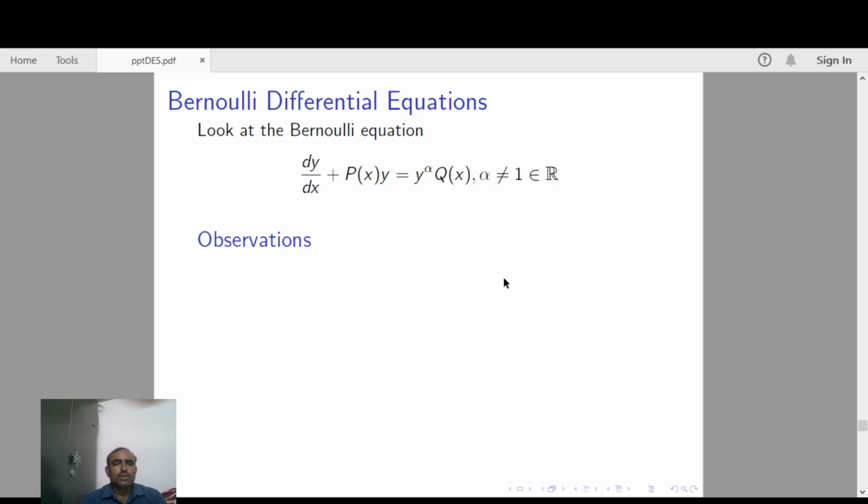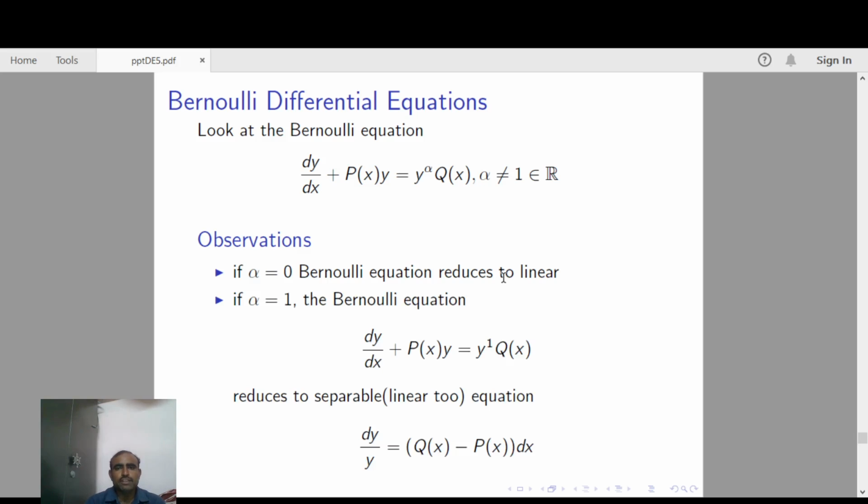See, look at the Bernoulli equation. dy by dx plus p of x into y is equal to y power alpha q of x, alpha not equal to 1, belongs to R. See, some observations are there. First, if alpha is equal to 0, what happens? If alpha is equal to 0, then it becomes dy by dx plus p of x into y is equal to y power 0, that is 1, into q of x. So this is a linear differential equation.